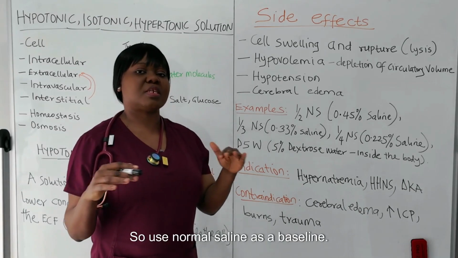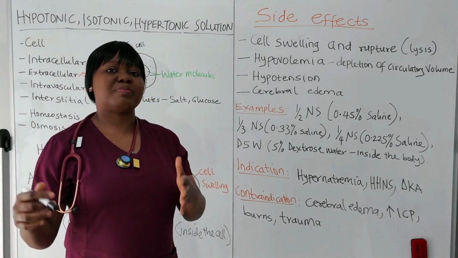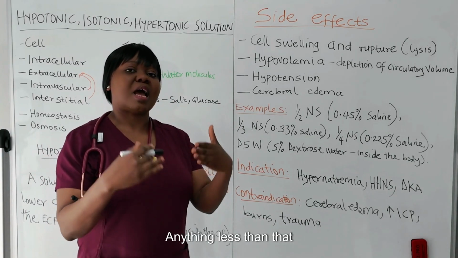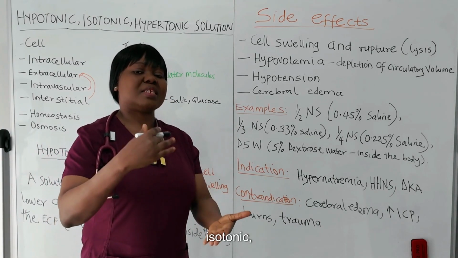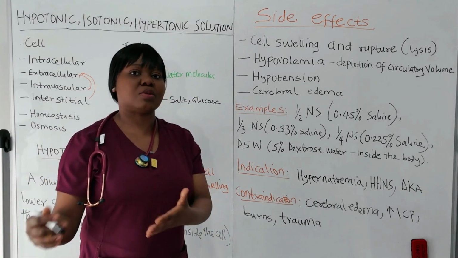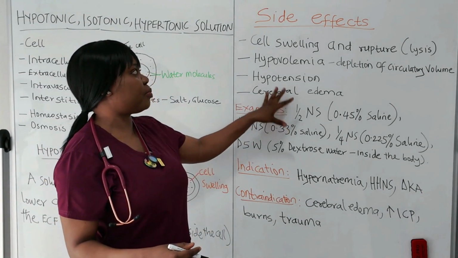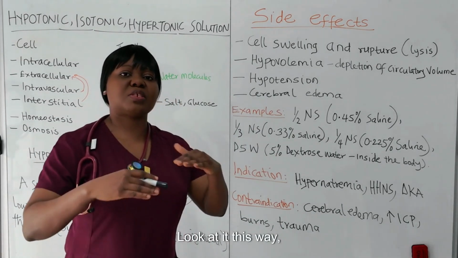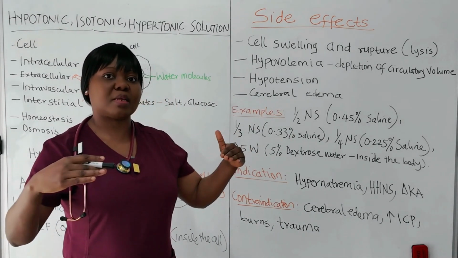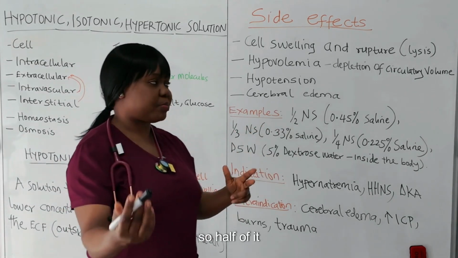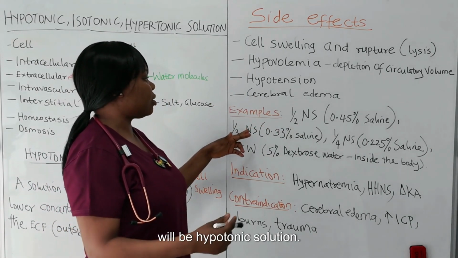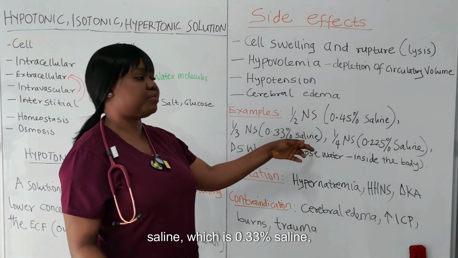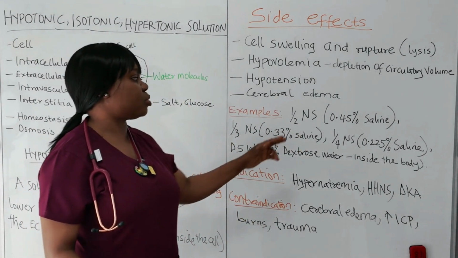Use normal saline as a baseline, which is 0.9% normal saline. That is isotonic. I'll look at it shortly. Anything less than 0.9% normal saline can be examples of hypotonic solution. Look at it this way, because normal saline is the normal level, half of it will be hypotonic solution. Another one is 1/3, so 1/3 normal saline, which is 0.33% saline, is hypotonic solution.